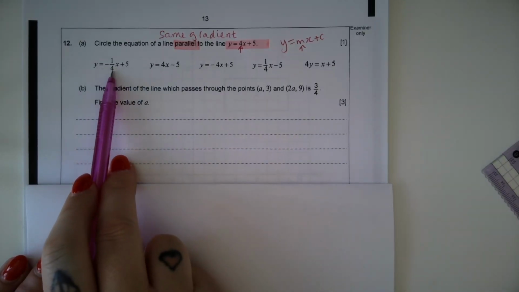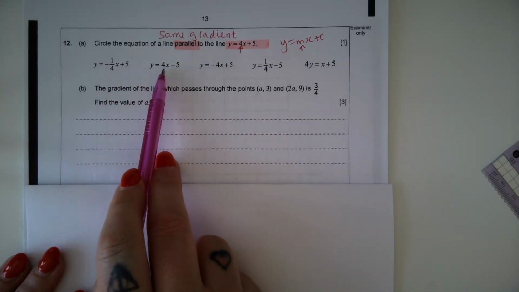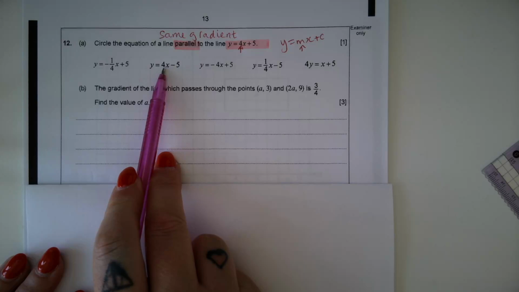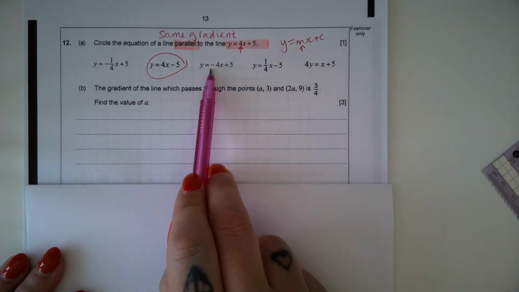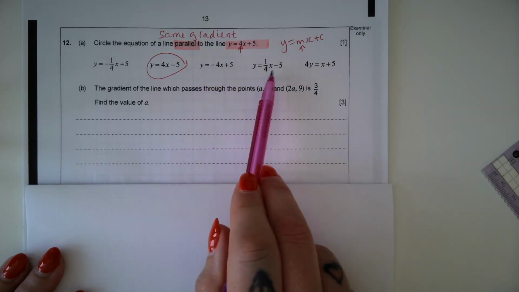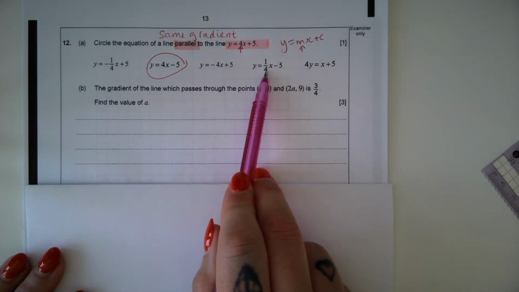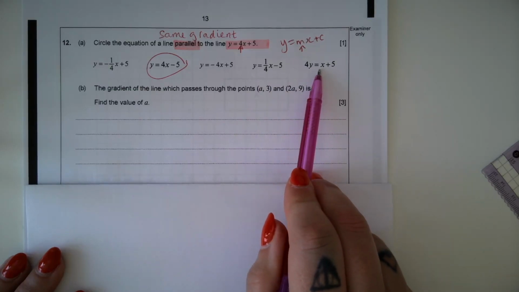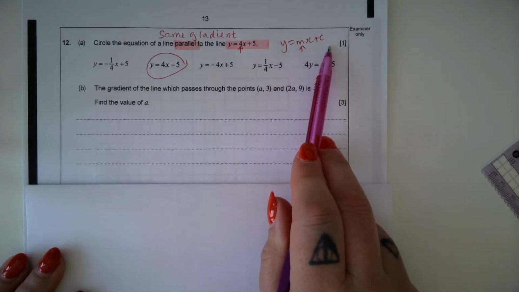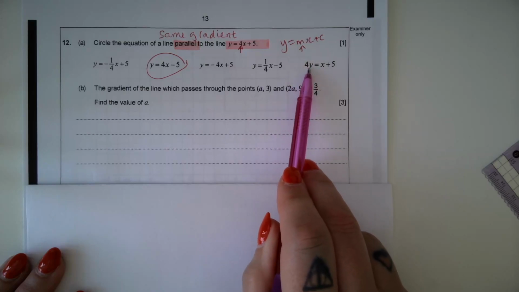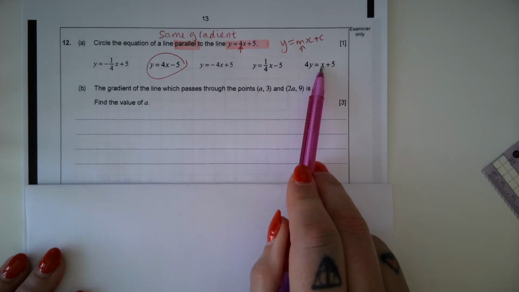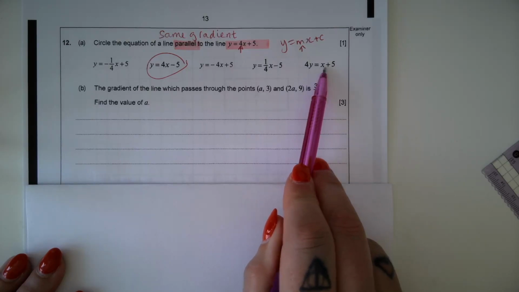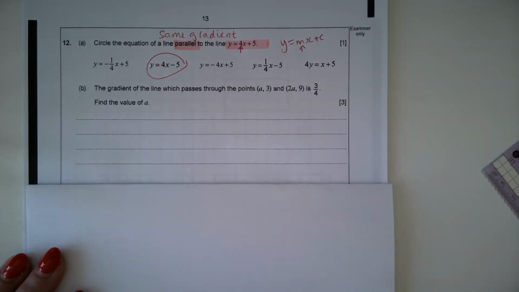So this equation has a gradient of -1/4. We're not going to include that one. This equation has a gradient of 4 because the m value is 4. So we're going to circle that one, but let's check the others just to be safe. Well, that's got a gradient of -4. That's got a gradient of a +1/4. Now this one is a little bit trickier. We need it to be y equals mx plus c. So I would have to divide by 4 to isolate that y. So when I divide by 4, that's going to be x over 4. So that's going to have a gradient of 1/4. So it's definitely this one.